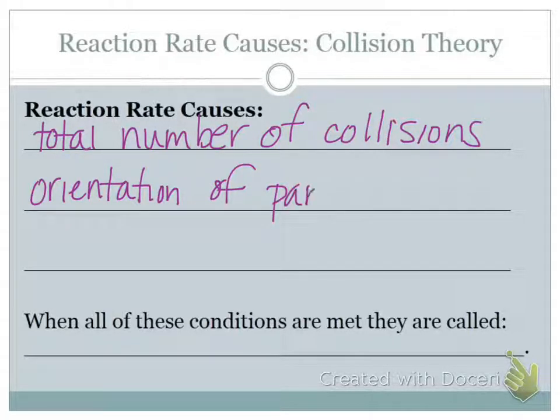In other words, if I had, say, an ionic compound trying to react with another, and the two negative sides bumped into each other, would they react? No, because they would repel, right? Because of the two negative sides. They have to have the correct orientation of the particles. And then you need to have a collision with enough energy, or sufficient energy.